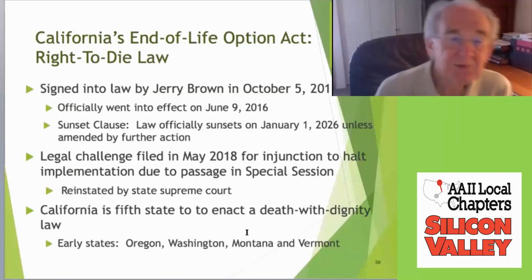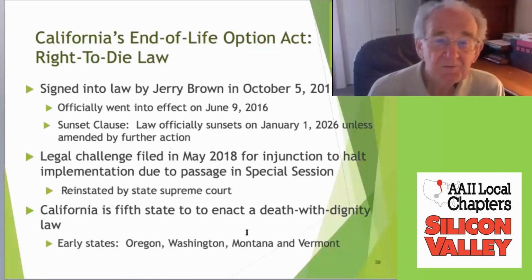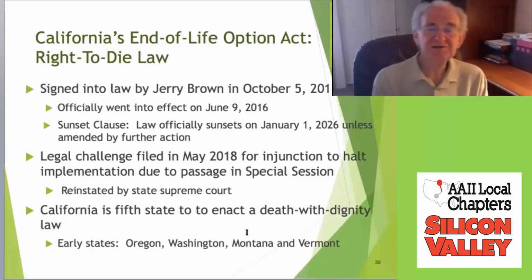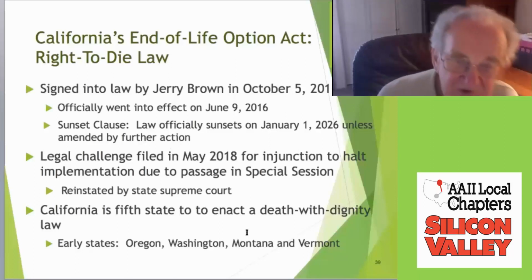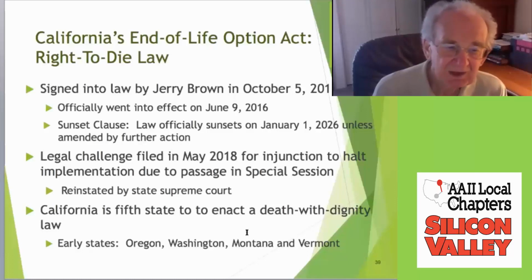I want to spend a couple of minutes on the California End of Life Option Act and the Right to Die law. It officially went into effect in 2016. There was a legal challenge in 2018 because it was passed in special session, which put a sort of a cloud on its validity, but that was overruled by the state Supreme Court, and it was reinstated. In essence, California was the fifth state, the others being Oregon, Washington, Montana, and Vermont, to have a right to die law.